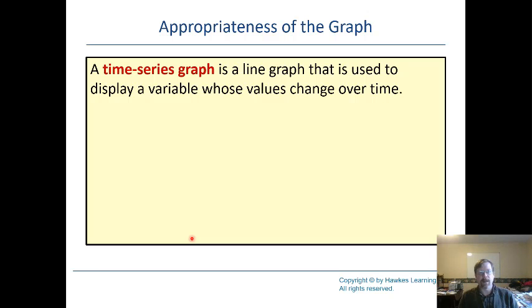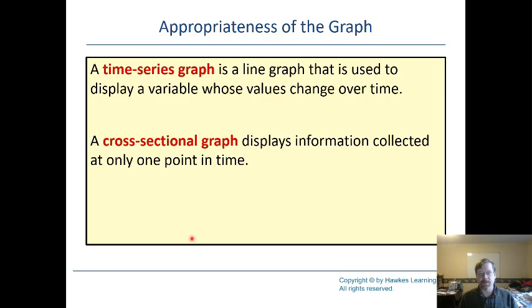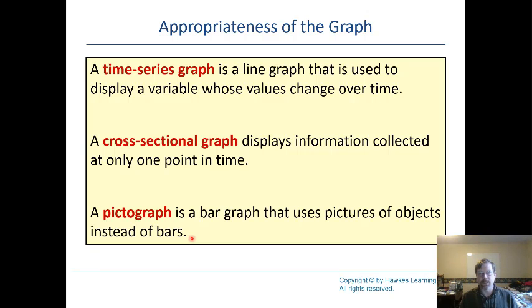A time series graph is a line graph that is used to display a variable whose value changes over time. The other option is a cross-sectional graph, which displays information collected only at one point in time. They're treated slightly differently. We've also got pictographs, which is a bar graph that uses pictures of objects instead of bars.